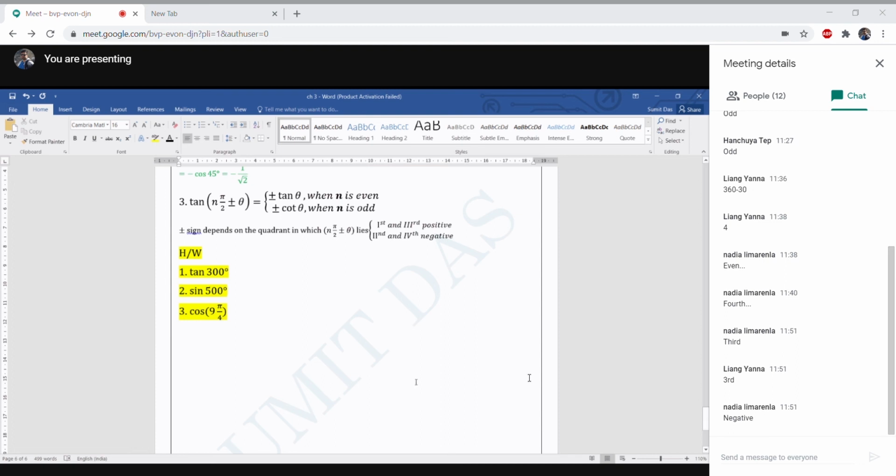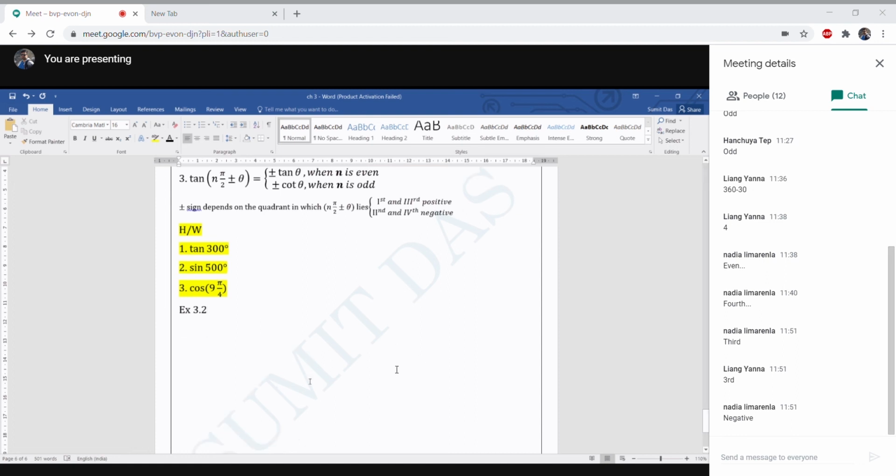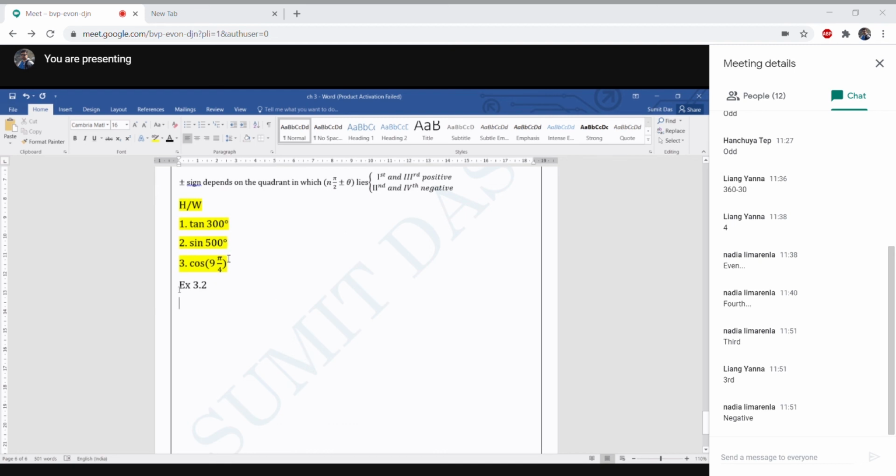So before that, I'm starting an exercise. I'll do two problems of exercise 3.2. Okay, then I'll let you go. If you have the book, you can open page number 63. Page number 63, exercise 3.2. So first, coming to the question, I'll do question number 8. It is related to tan.